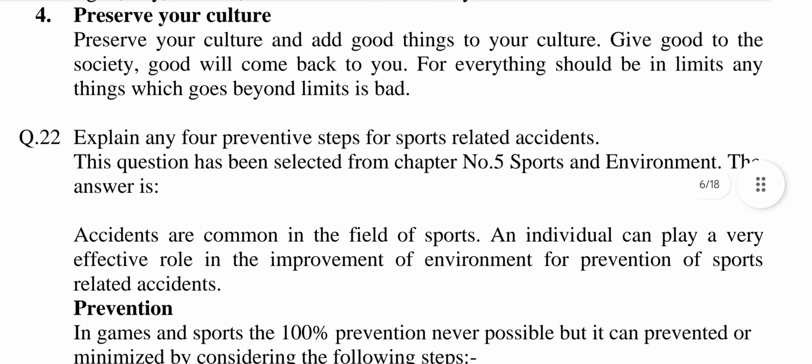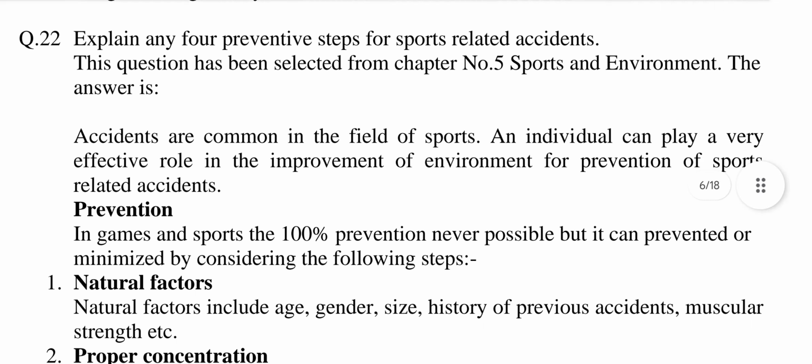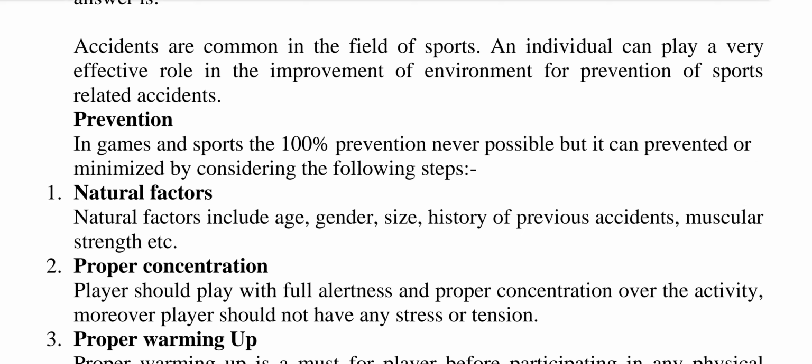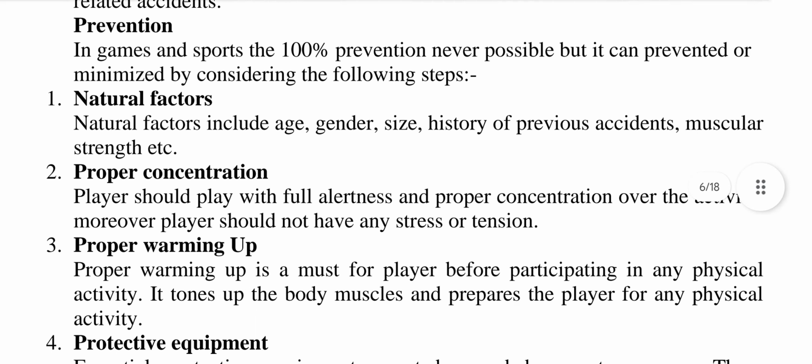Question number 22. Explain any four preventive steps for sports related accidents. This question has been selected from chapter number 5, Sports and Environment. The answer is accidents are common in the field of sports. An individual can play a very effective role in the improvement of environment for prevention of sports related accidents. In games and sports, 100% prevention is never possible. But it can be prevented or minimized by considering the following steps.